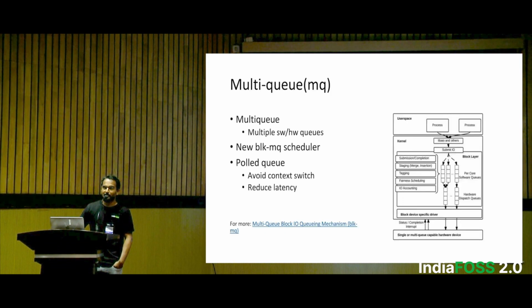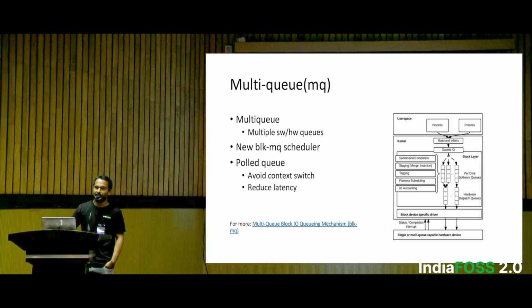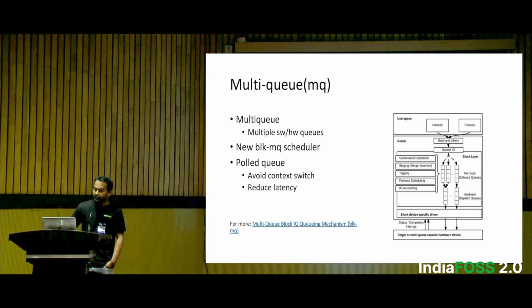From the Linux side, multi-queue was introduced, a new multi-queue scheduler was added, and polled queue support was added. Polled queue support was mainly for the ultra low latency devices, wherein it avoided the context switch, and overall the performance was better. If you see the previous slide, at the end the bottleneck was libaio, wherein from NVMe you have multiple queues, and now with block MQ you transfer the benefits of multi-queue to the upper layer.